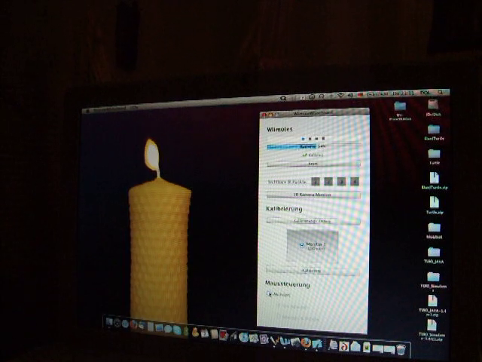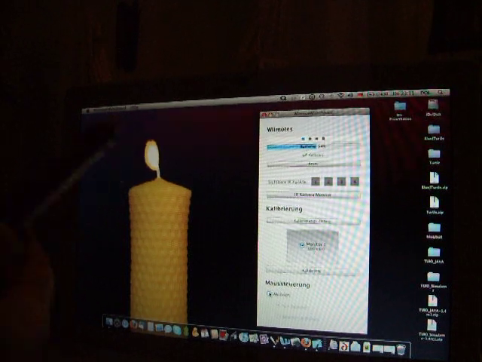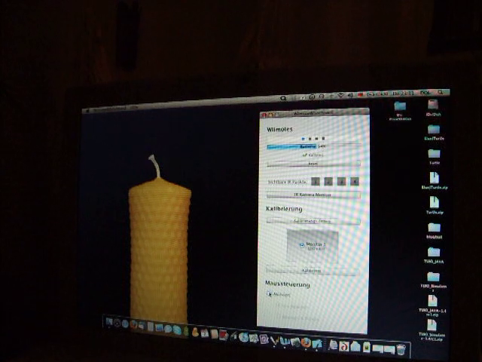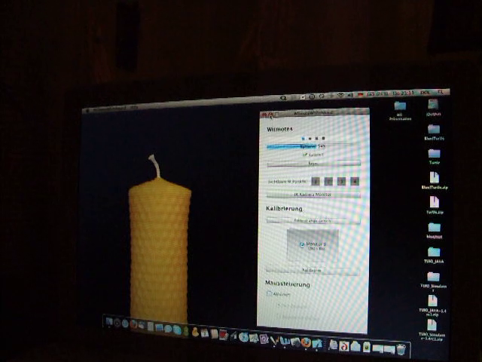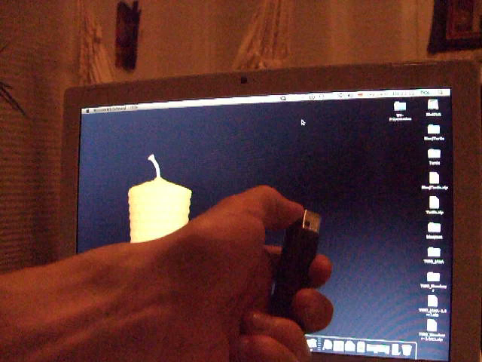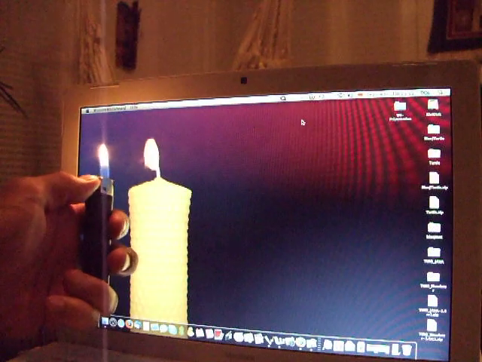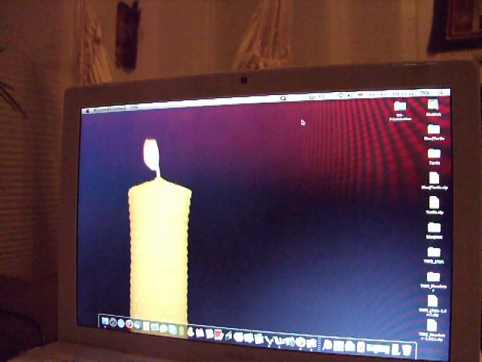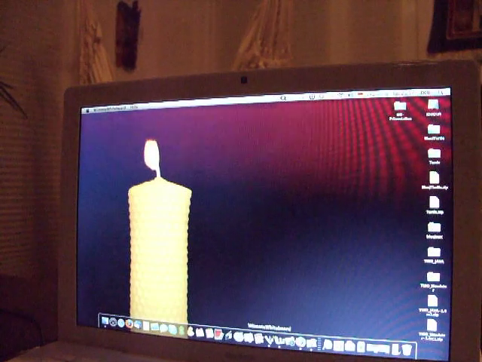Oh, there you see what will happen. I have switched on the light on the desktop with the infrared pen. But the mouse is not moving. Now I can use the lighter, just in front of the candle. Oh, it's not really in front of the candle because of the angle.